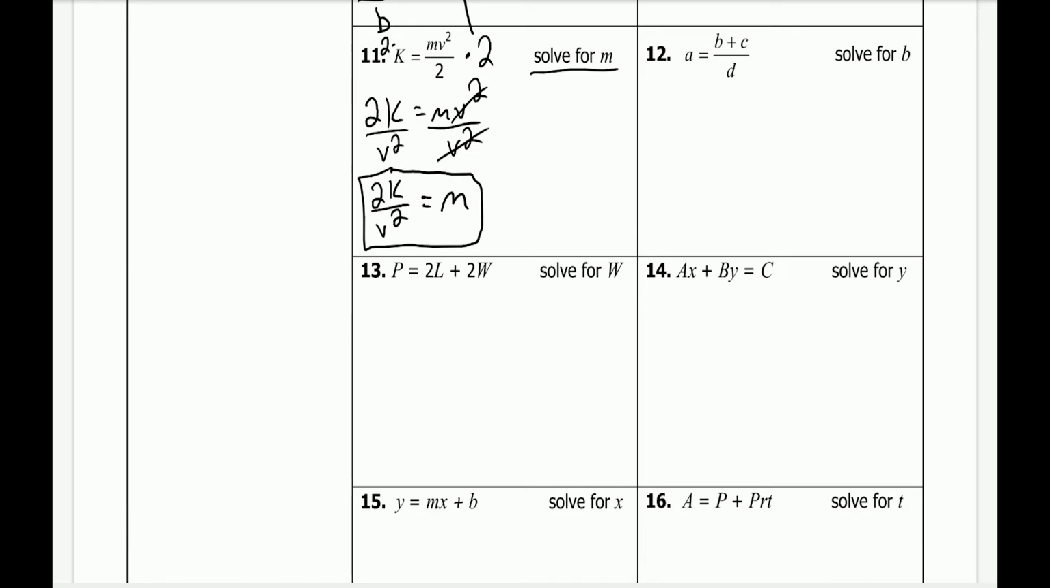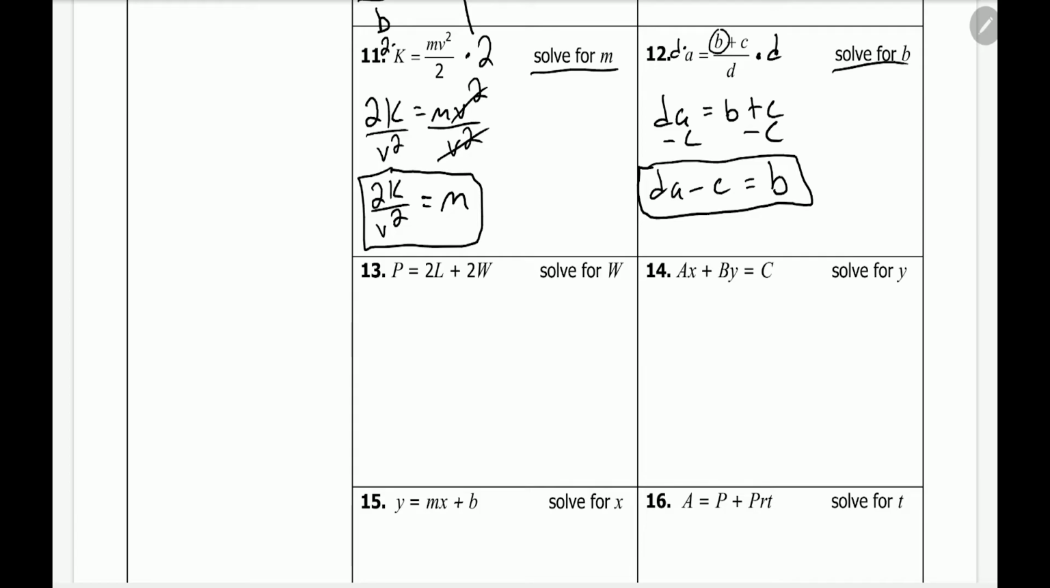Alright, for number 12, we have a is equal to b plus c over d. And we want to solve for b. So we're looking for this guy. So we have to get rid of d and c. First, we have to get rid of d since it's on bottom. So in order to do that, we have to multiply by d on both sides. So we now have dA is equal to b plus c. Since we're solving for b, we have to get rid of c now. So the way we're going to do that is subtracting c from both sides. We have dA minus c is equal to b. Since b is what we're looking for and it's isolated, it's our final answer.